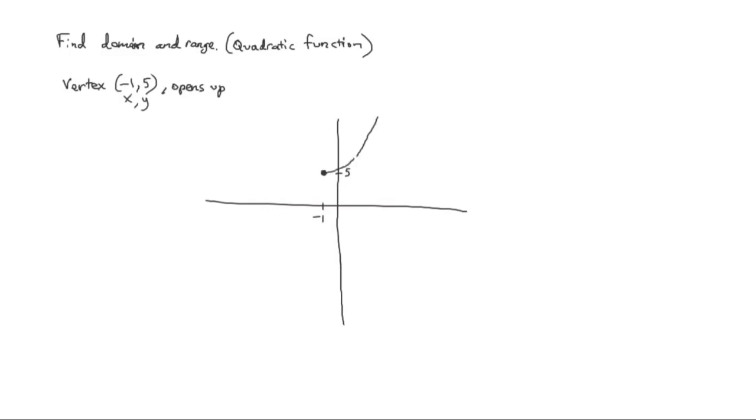Now the vertex, for a parabola that opens up, the vertex is the lowest point on the graph. So we can just draw a u that goes up. This is an upwards opening parabola.